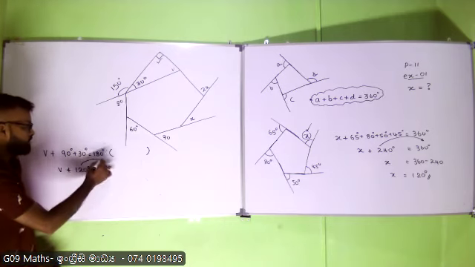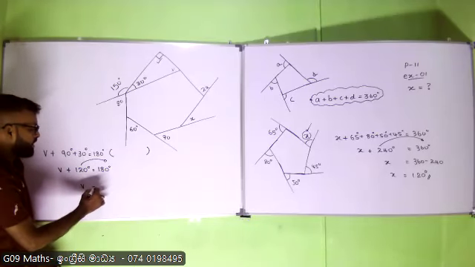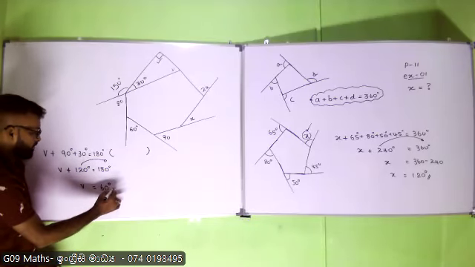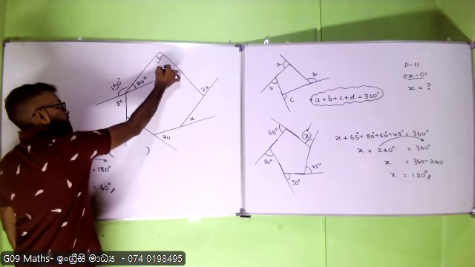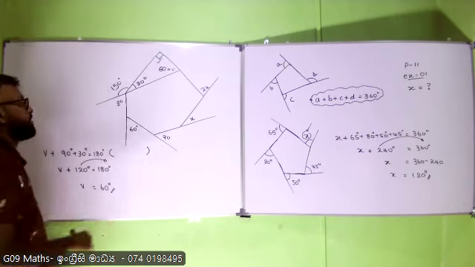Take this to this side and negate. B becomes 60. So now we know B equals 60. Done.